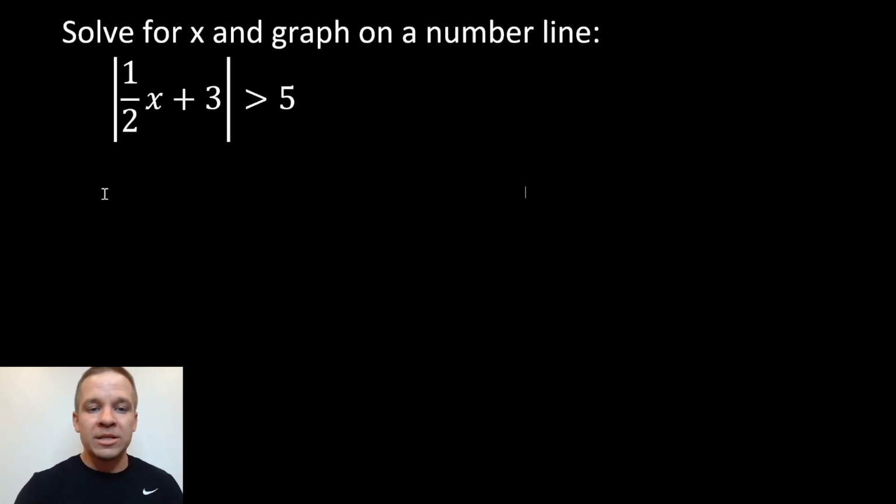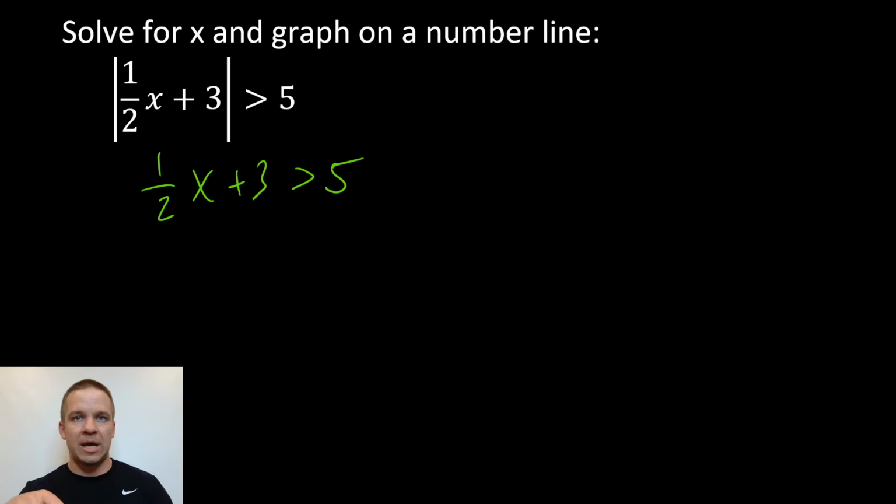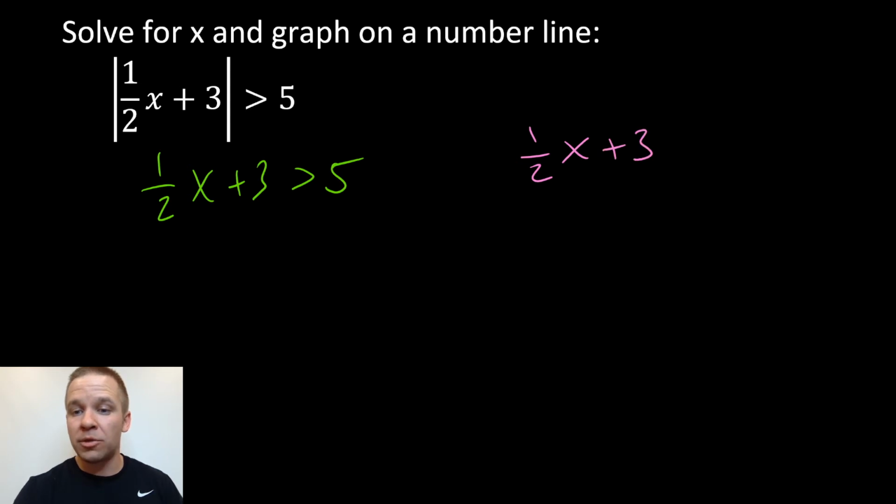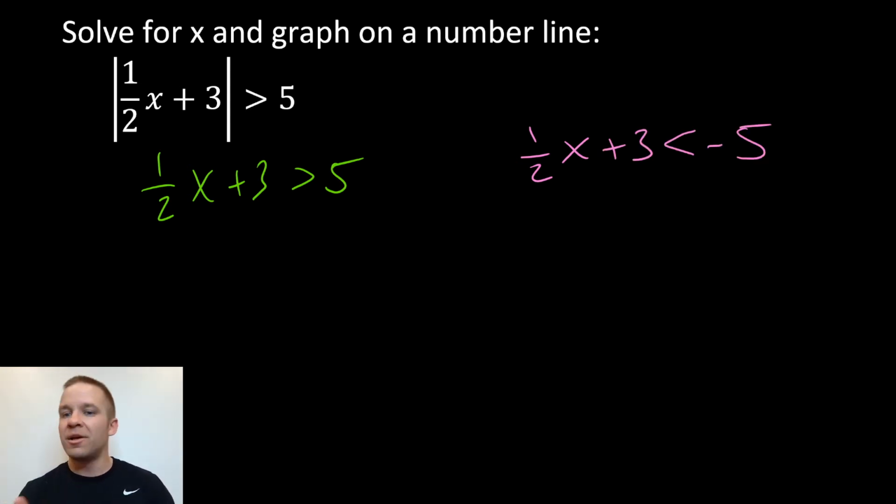All right, so my first one, since I already have my absolute value isolated, I can just go right to splitting it up. It's going to be 1/2 x plus 3 is greater than 5, as is, dropping those absolute value bars. The next one, I'm going to have 1/2 x plus 3 is less than negative 5. That's the only difference there, right? Just like an equation, but I got to flip that inequality when I change my sign.